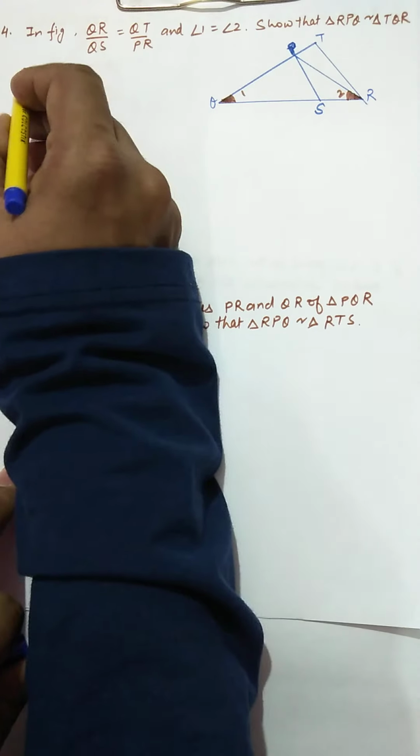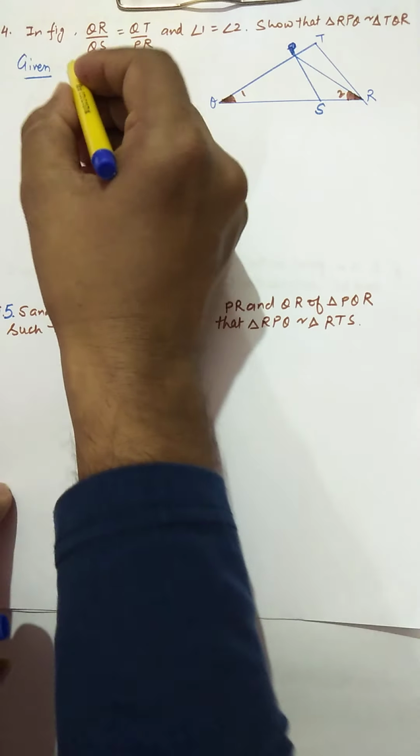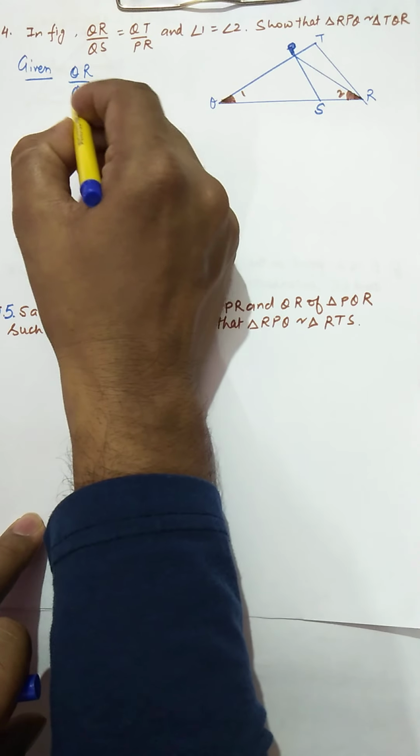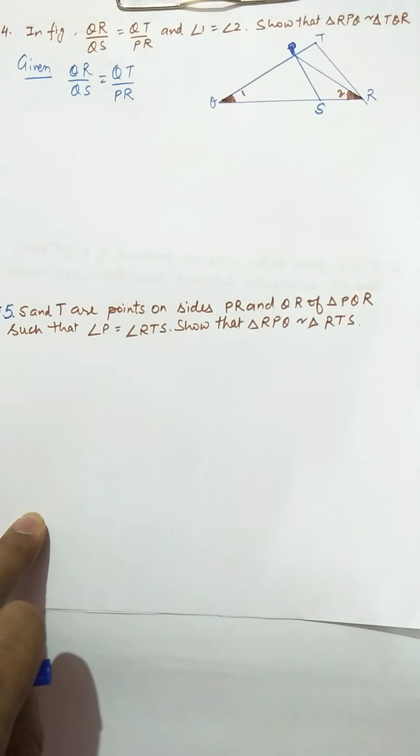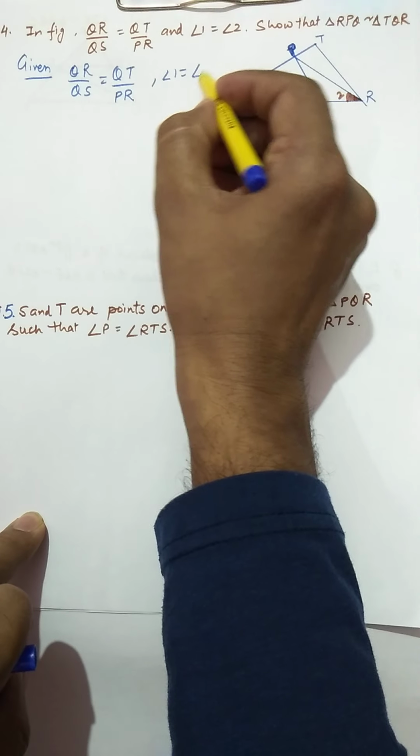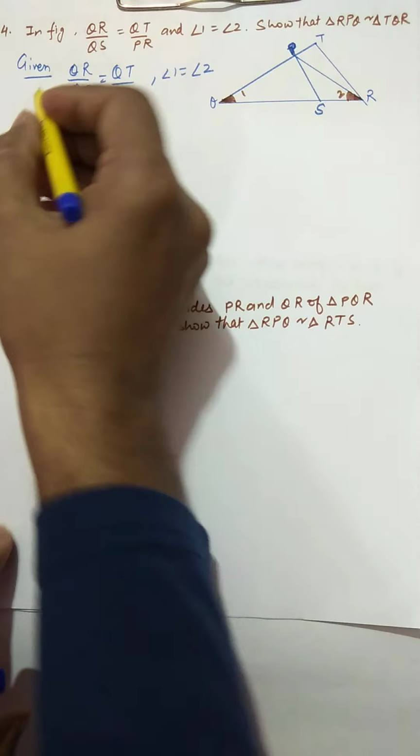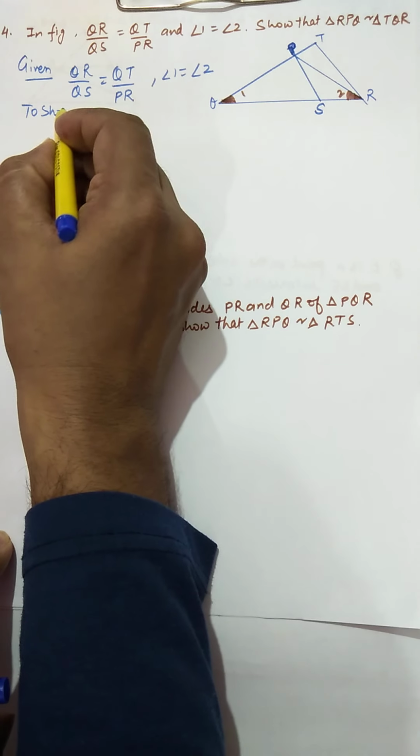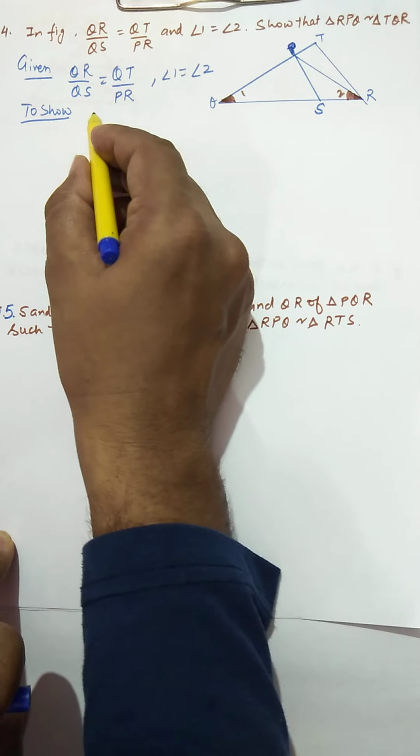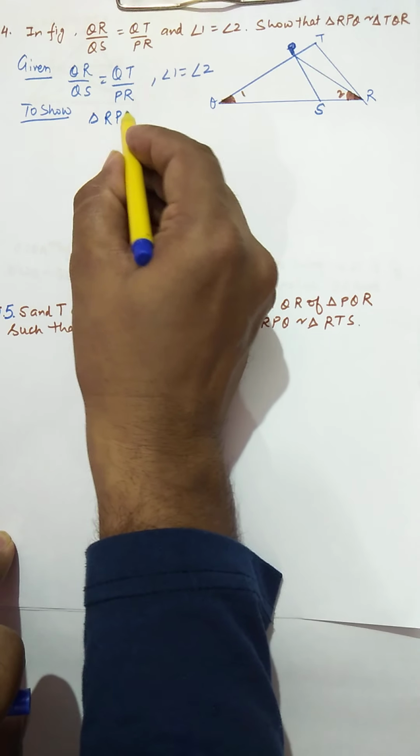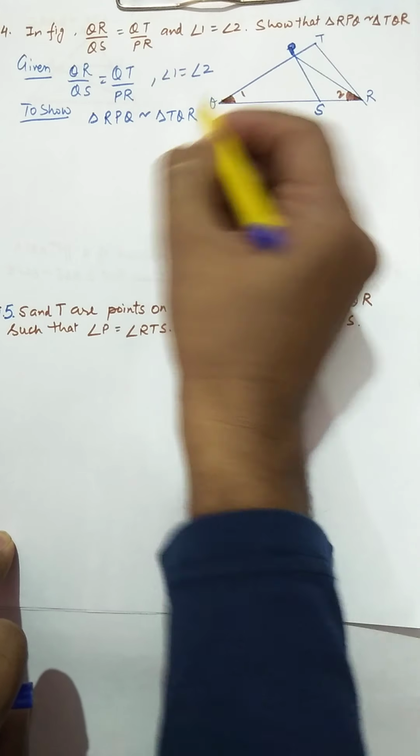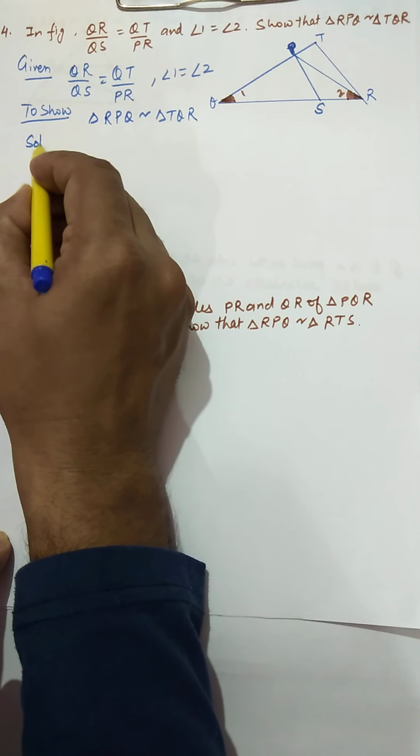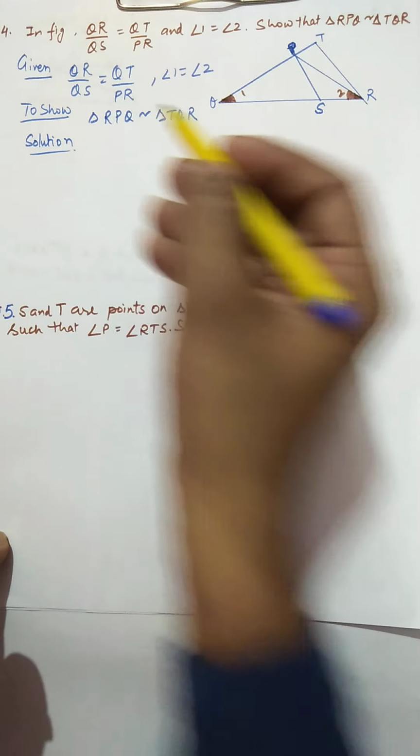So let's start from the given. We'll write first what is given. Given is that QR upon QS is equal to QT upon PR, and here also angle 1 equal to angle 2. To show, we write that triangle RPQ is similar to triangle TQR, this is what we have to show. So start now. I'll give you the idea of how you can show it.